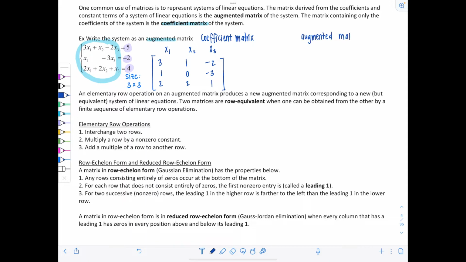Augmented matrix. Now you don't put equal signs in a matrix. So what you do is draw a vertical line to indicate that the coefficient matrix ends, and then the constants appear. So you still have the same coefficient matrix: 3, 1, 2, 1, 0, 2, -2, -3, 1. You draw a vertical line to indicate where the equal sign was, basically. And then here's 5, -2, 4. Including these constants from the right-hand side is what makes an augmented matrix. And right here, this is our coefficient matrix from earlier.